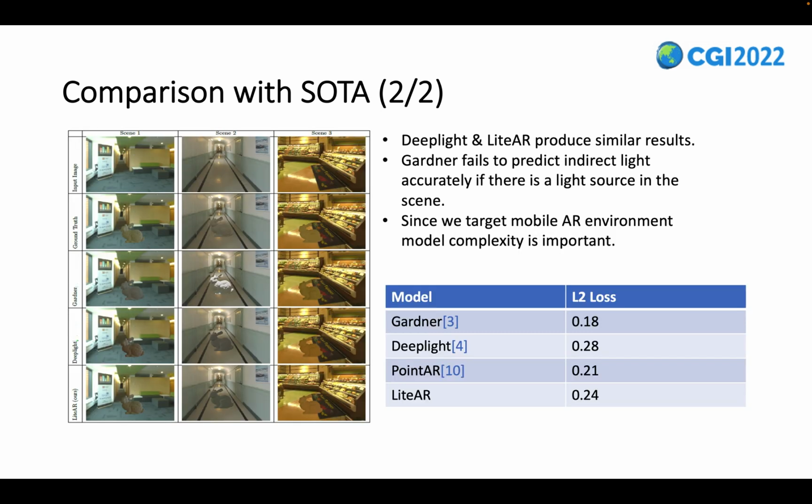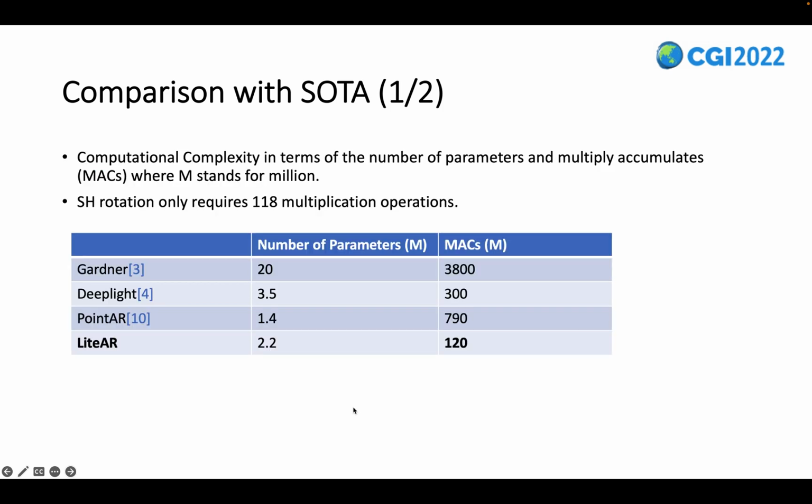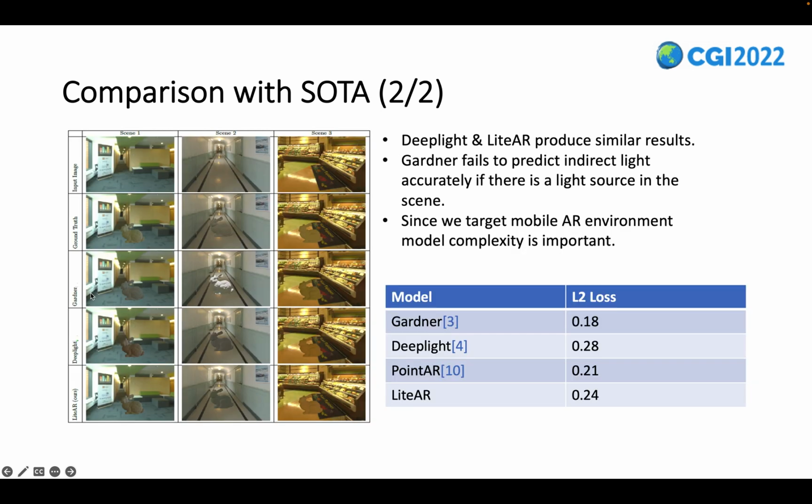And when we compare the results, we can see that compared to other state of the art works like DeepLight and Gardner, our work also produces very similar results. In terms of L2 loss also, our network is comparable to other networks. One thing we want to focus on is that although our network is very much lighter than the existing state of the art models, in terms of L2 loss it is very much comparable to them.